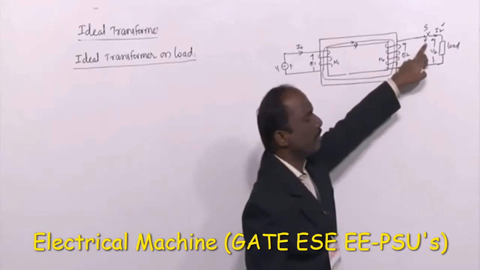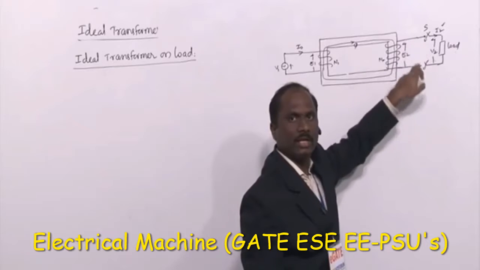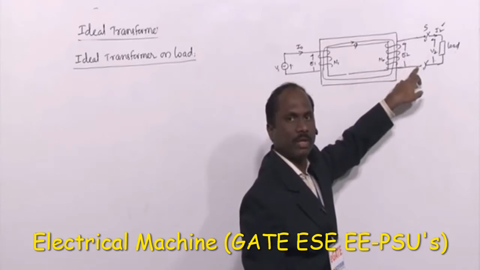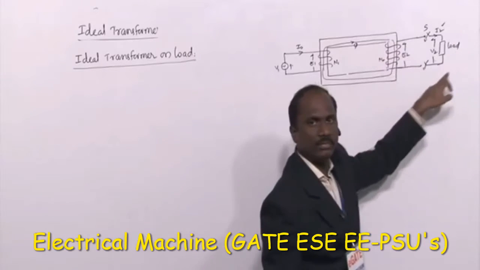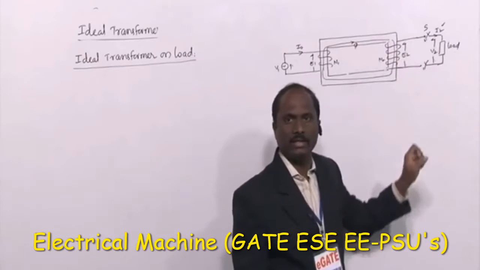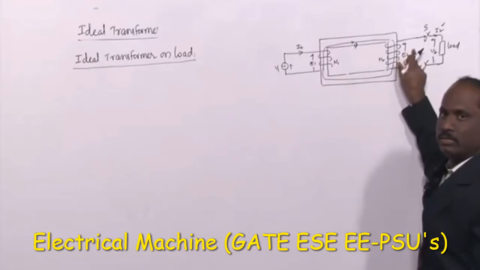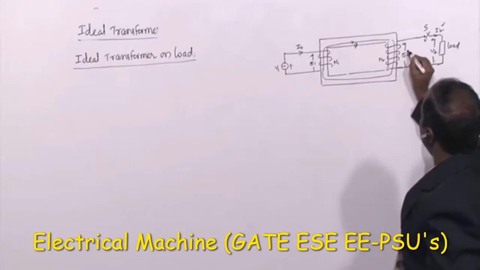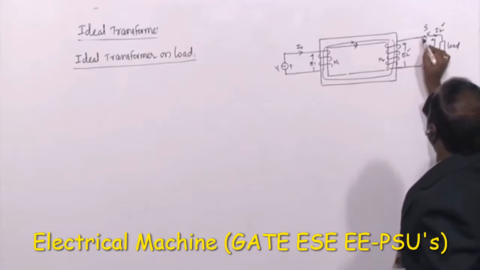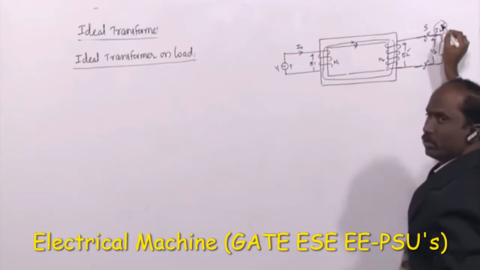Next, when this ideal transformer is loaded, we close this switch. If you close this switch, what happens? It draws some current I2. In the secondary there is also a current I2, right? So whenever there is a current I2 in the secondary winding, the induced EMF is E2, and because of this induced EMF, if you close this switch, it draws a current of I2.